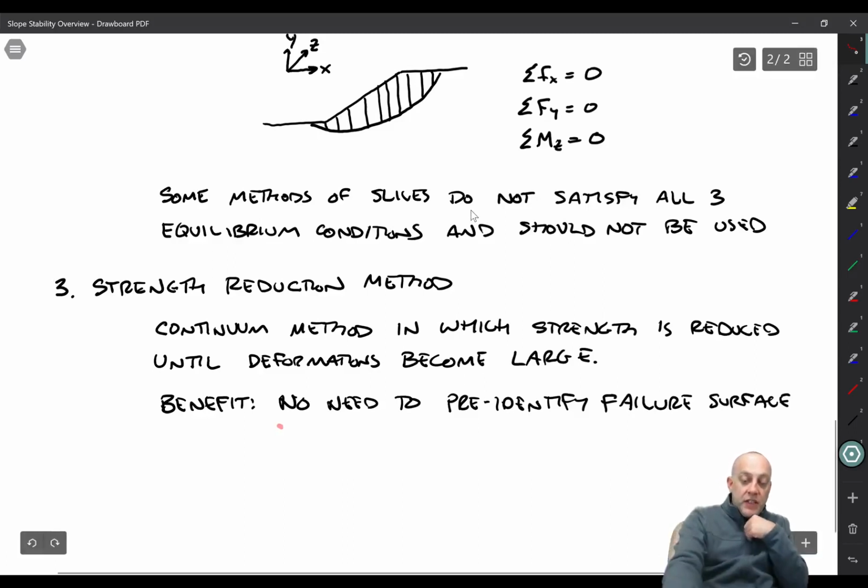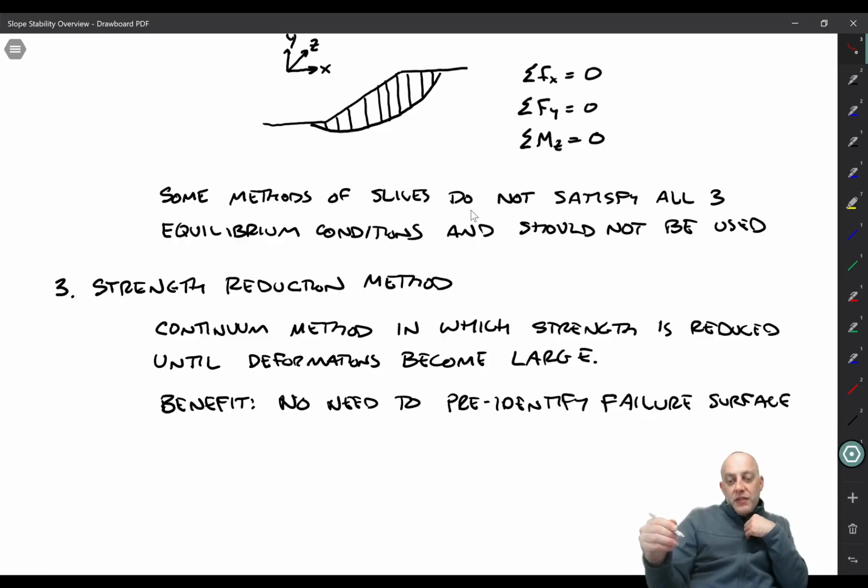Huge benefit: there's no need to pre-identify the failure surface. So if you have a complicated failure mechanism, strength reduction method might be really good. The downside is that it takes a little bit longer to run and it requires a little bit more expertise, but it is a really nice method. And we'll use all of these methods in this class.